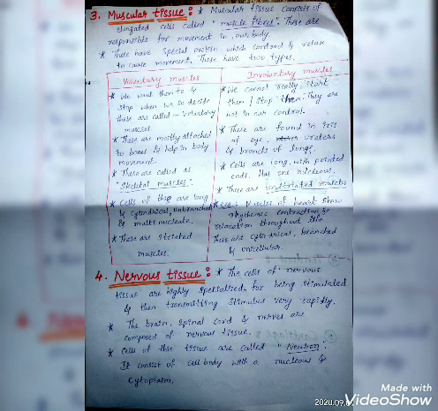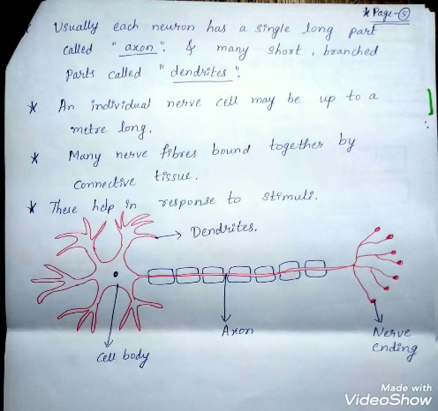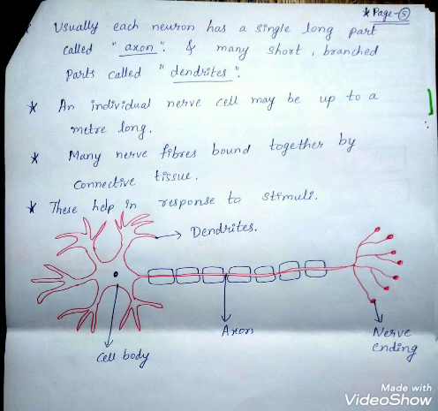It consists of a cell body with nucleolus and cytoplasm. Usually, each neuron has a single long part called the axon and many short branched parts called dendrites. An individual nerve cell may be up to a meter long. Many nerve fibers are bound together by connective tissue. These help in response to stimuli.